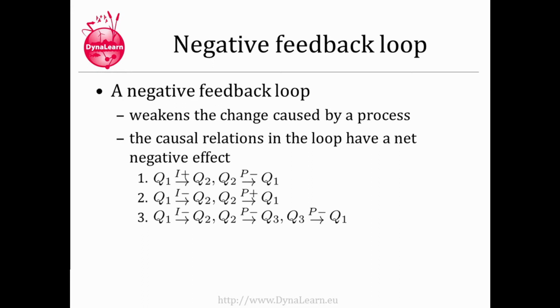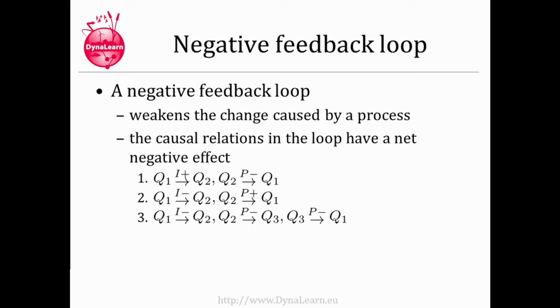Let's take the first example to see that a negative feedback loop weakens the change that is caused by the process. If quantity 1 is above 0, then quantity 2 will increase. And because quantity 2 increases, the change will propagate in reverse back to quantity 1. Therefore, quantity 1 will decrease. And because quantity 1 is above 0, it will go towards 0. That is, the negative feedback loop weakens the change that was caused by the process.